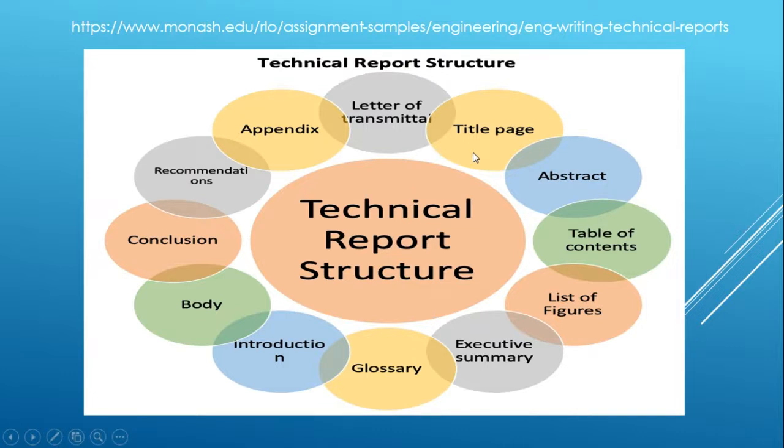You have a title page. Your title page usually follows the regulations of APA. You have an abstract. The abstract is 250 words, which describes what you're writing about. It's a summary of what you're writing about. You've got the table of contents.